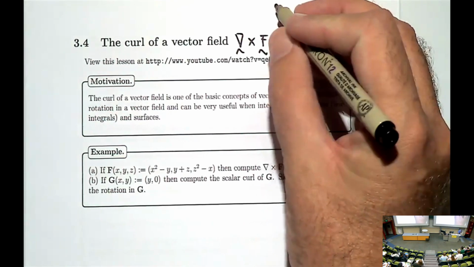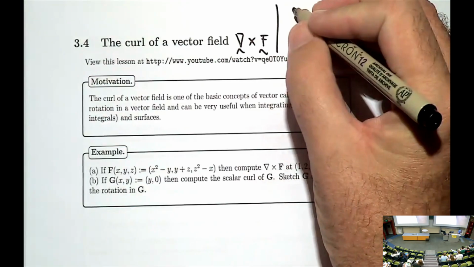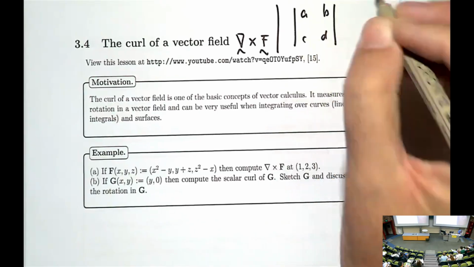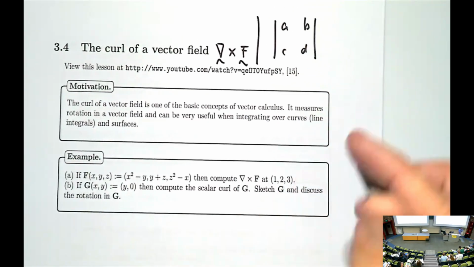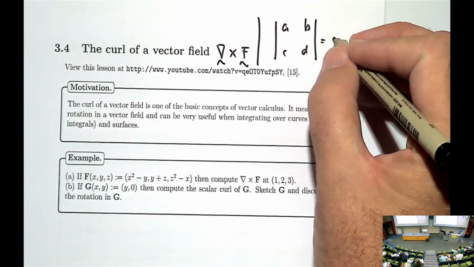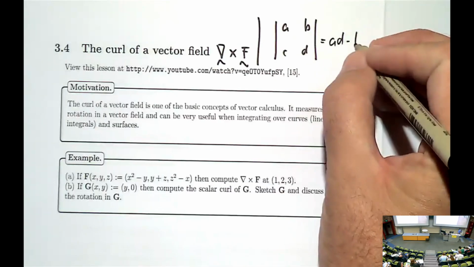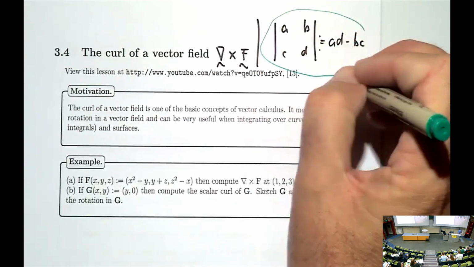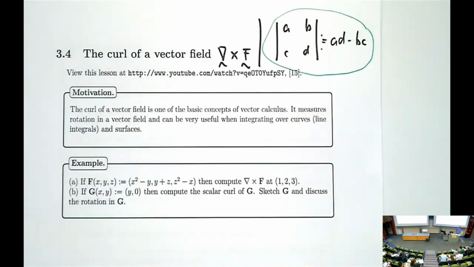So let's say I had a 2 by 2 expression, A, B, C, D, and I put these parallel lines. It's defined as AD minus BC. Okay, so that is the determinant of a 2 by 2 matrix, if you like. So we are going to use this to compute whatever this curl is.